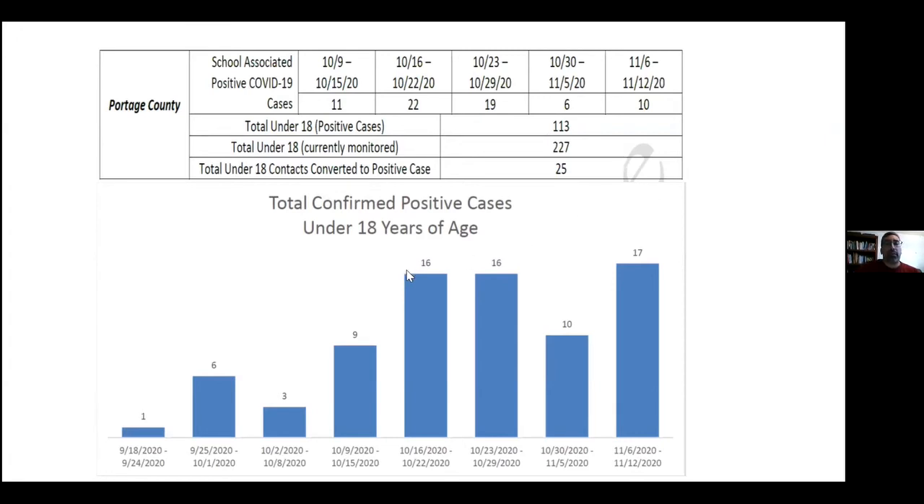And then this bottom graph just shows total confirmed positive cases under 18 years of age. This is for the whole county. So you see we had one way back September 18th to the 24th, and now we're up to 17.